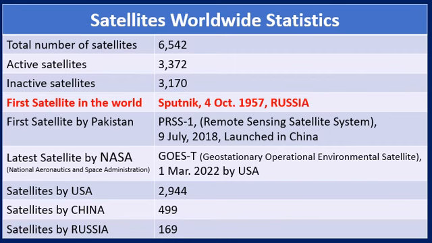The first satellite by Pakistan, remote sensing satellite system, was launched in China on 9th July 2018. The latest satellite by NASA, Geostationary Operational Environmental Satellite, launched on 1st March 2022 by USA.